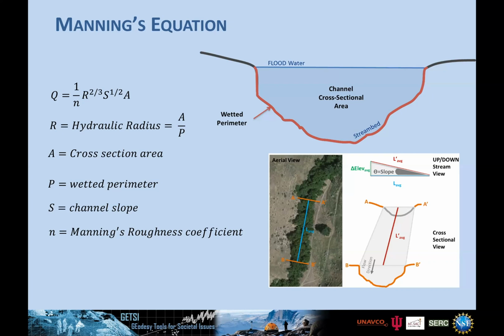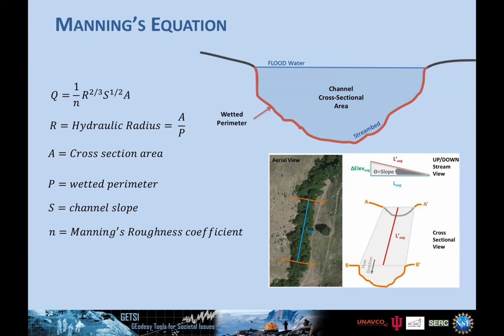Q is the discharge, A is the cross-sectional area, S is the slope, and R is the hydraulic radius. And then there is this Manning's coefficient, n, which is the roughness coefficient. Depending on the value of n, the flow will face less or more resistance. If n is smaller, there is less resistance. If n is higher, there is more resistance to flow.